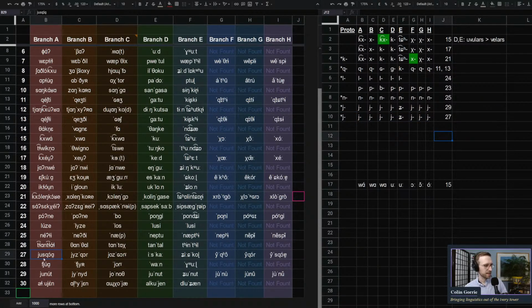Okay, so 27 has a slightly different correspondence set. So 27 has y, no consonant, and then F, G, and H have a front rounded vowel. This may be the result of coalescing, but for the moment, let's say, how do we get our nice empty symbol?